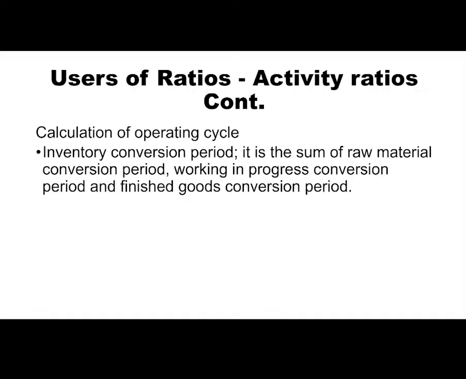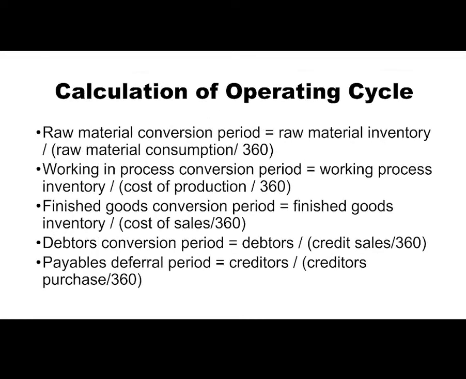So for the inventory conversion period, it is the sum of the raw material conversion period, work in progress conversion period, and finished goods conversion period. So when we add all these, the raw material conversion period, work in progress conversion period, and finished goods conversion period, we get the inventory conversion period. Under that, that's when we can calculate each one of them.